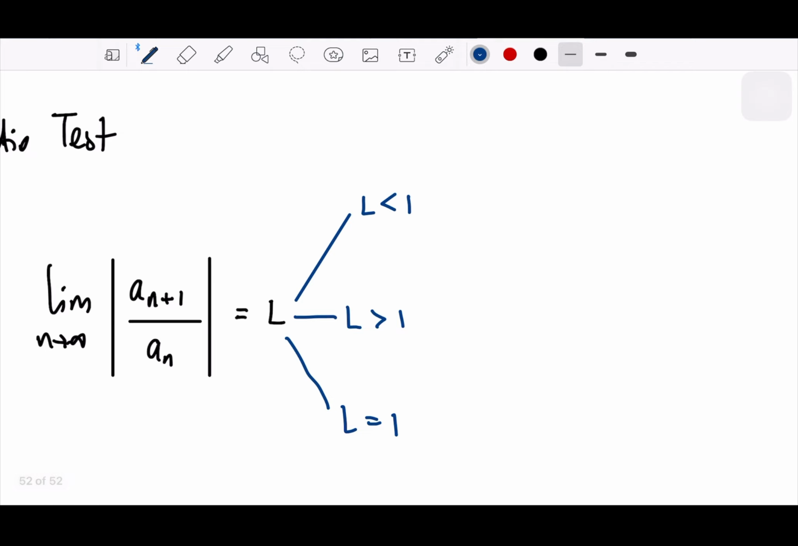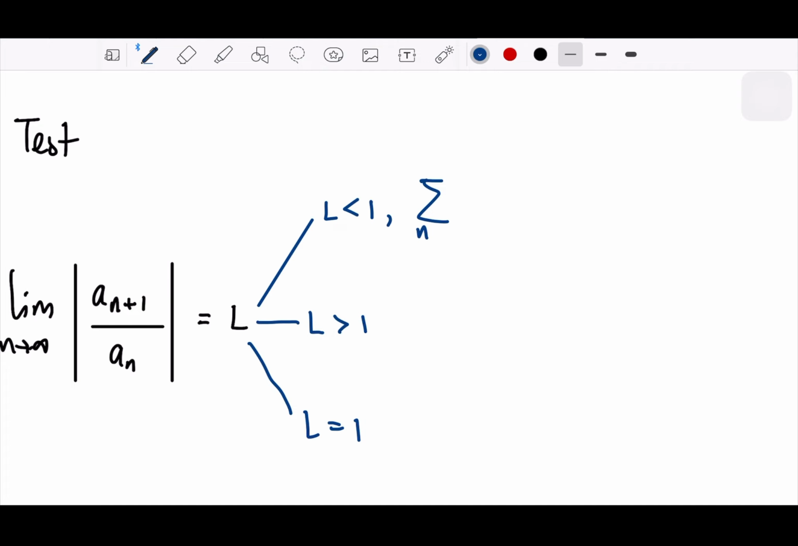If L is less than 1, that means that the series is absolutely convergent, because we take the limit of the ratio with the absolute value. So when L is less than 1, it should be absolutely convergent and therefore convergent.